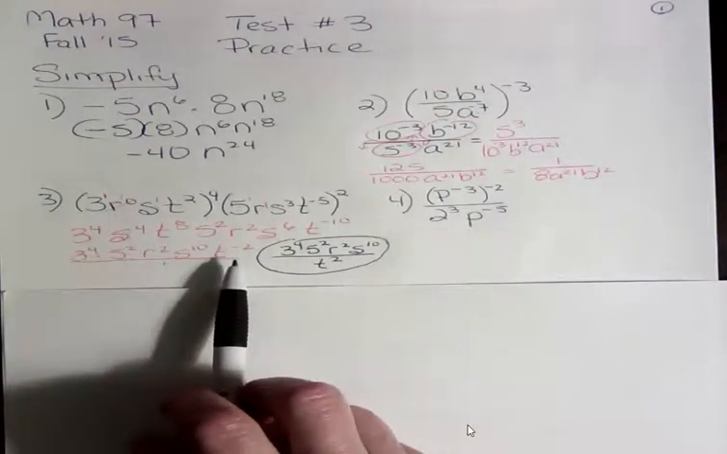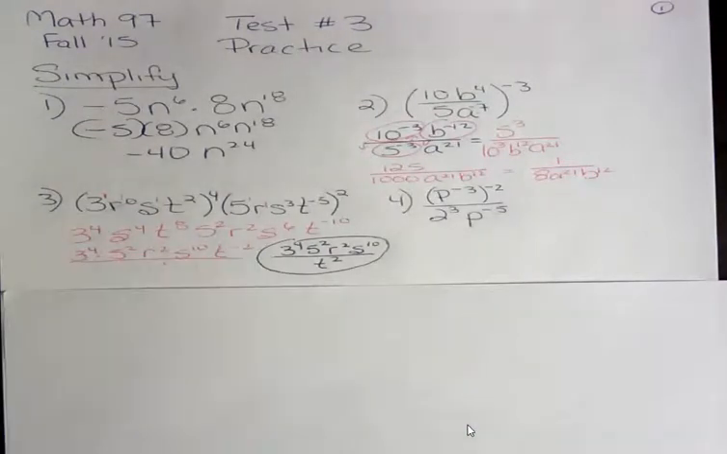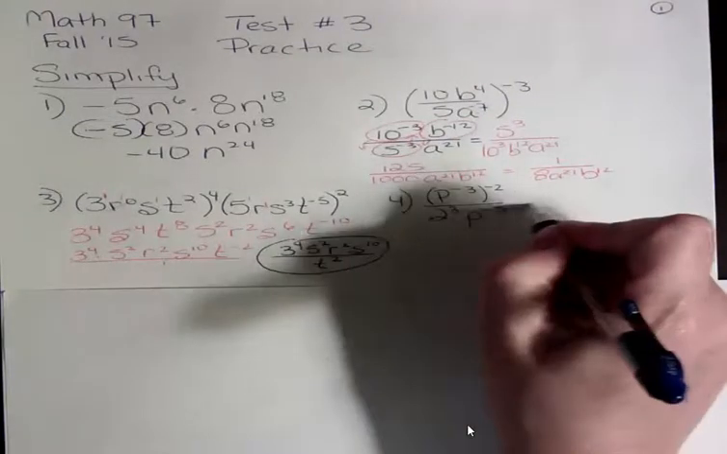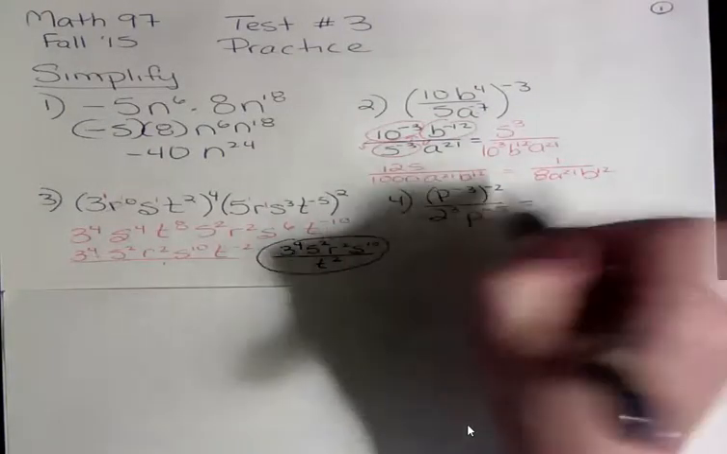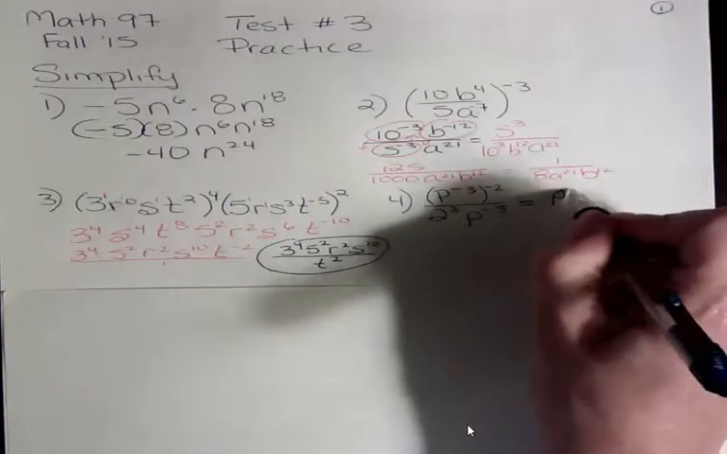All right, let's take a look at number 4. I'm going to start off to get rid of the exponent. To raise an exponent to a power, I multiply. So I've got p to the negative 3 times negative 2, or p to the 6th power.